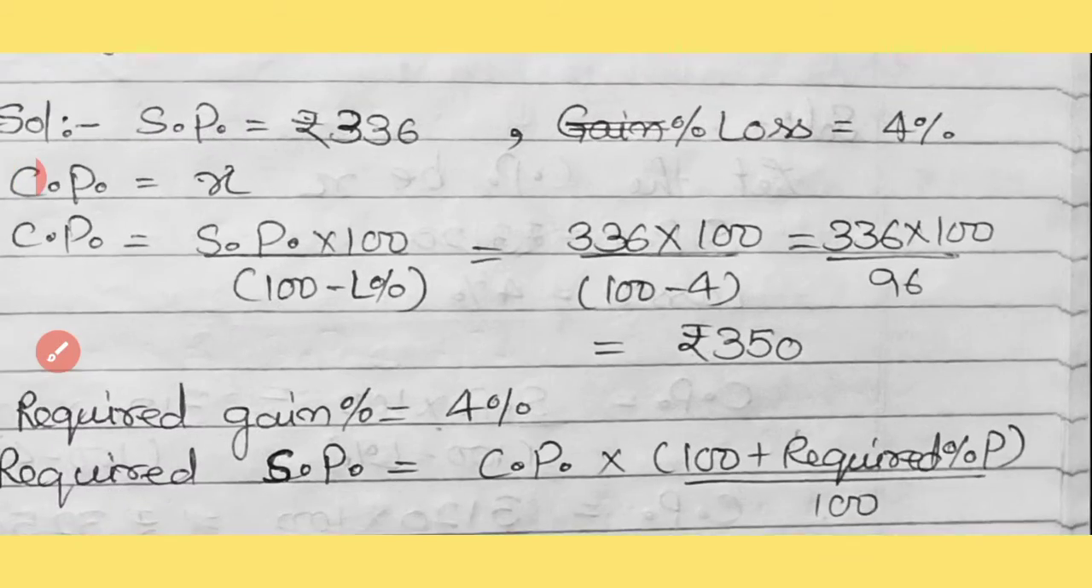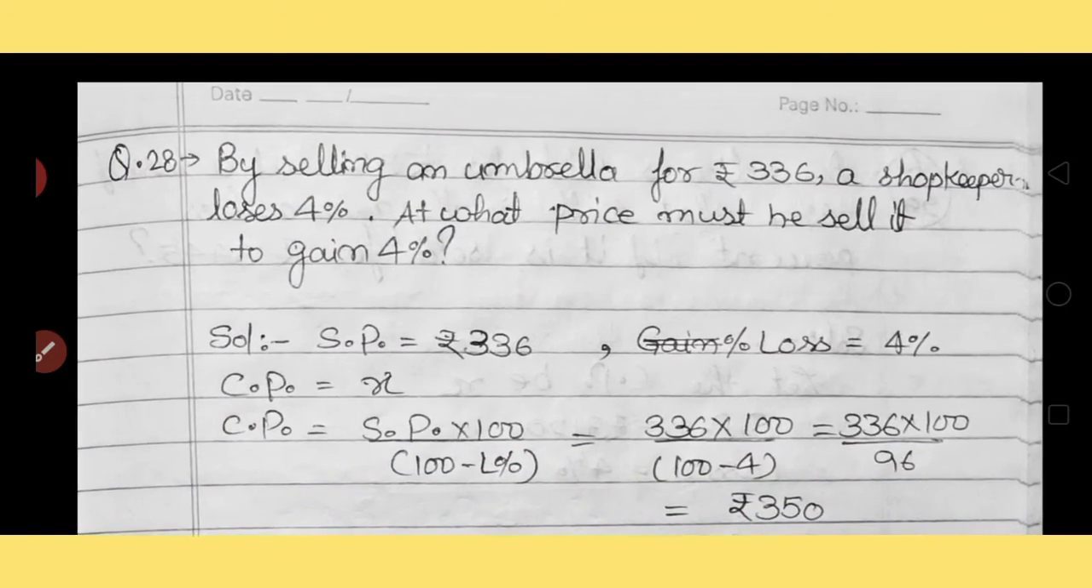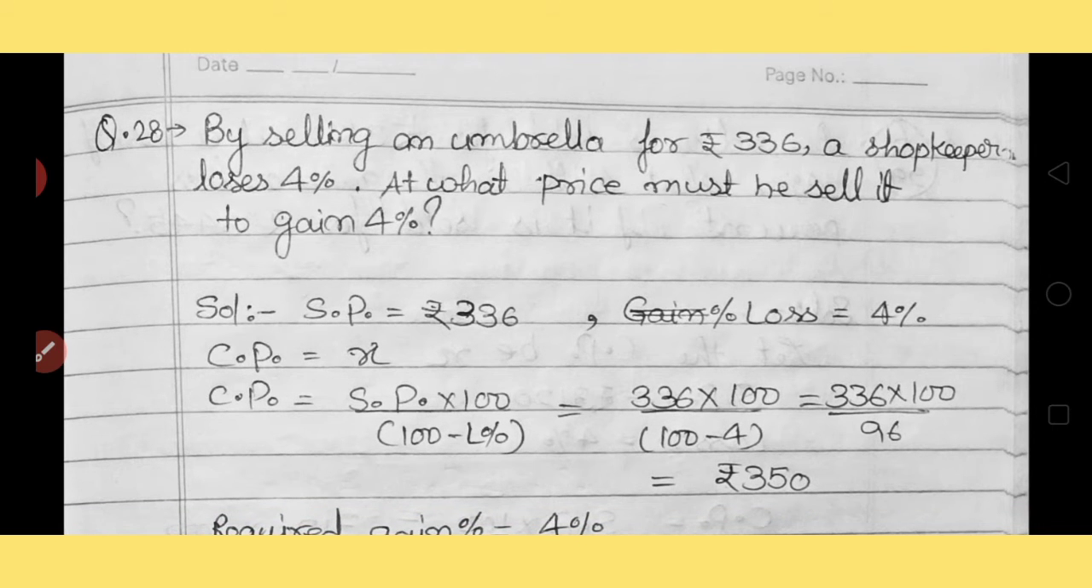Next question. Question number 18. It is told that by selling an umbrella for rupees 336, a shopkeeper loses 4%. At what price must he sell it to gain 4%? Same type of question is given, but in the previous question he was getting a profit of 15% and needed 25% profit. Here he loses 4%, but he wants a gain of 4%.